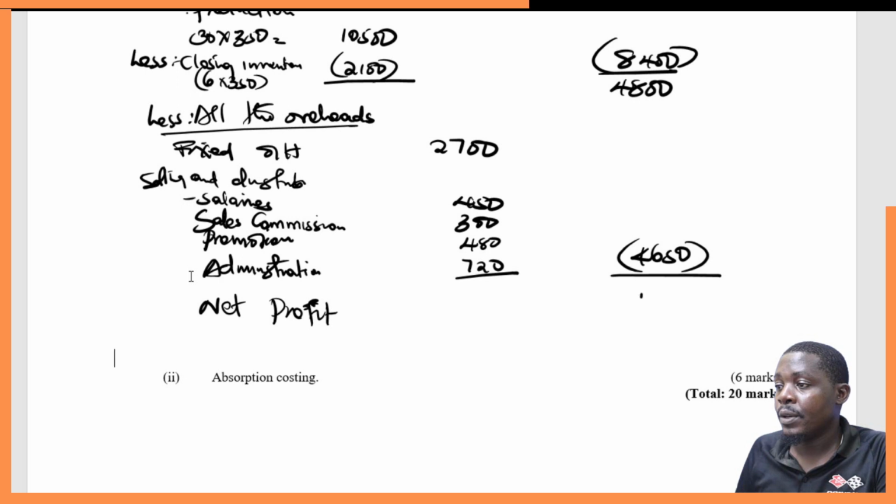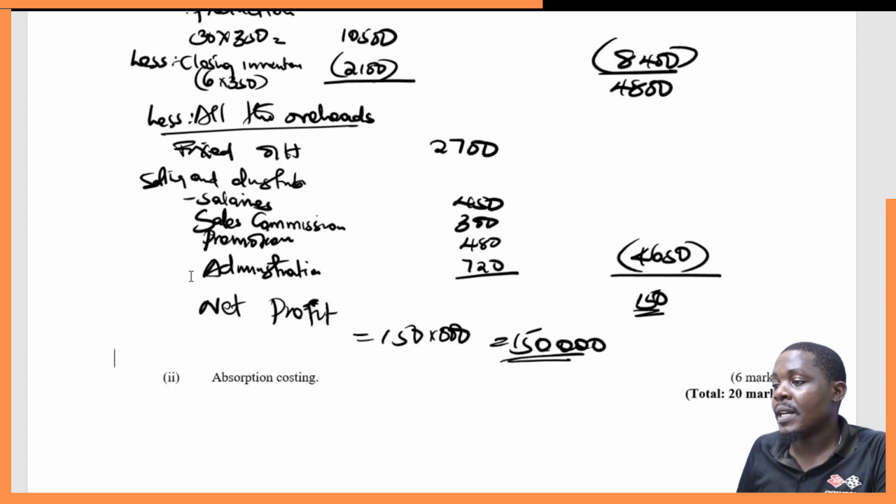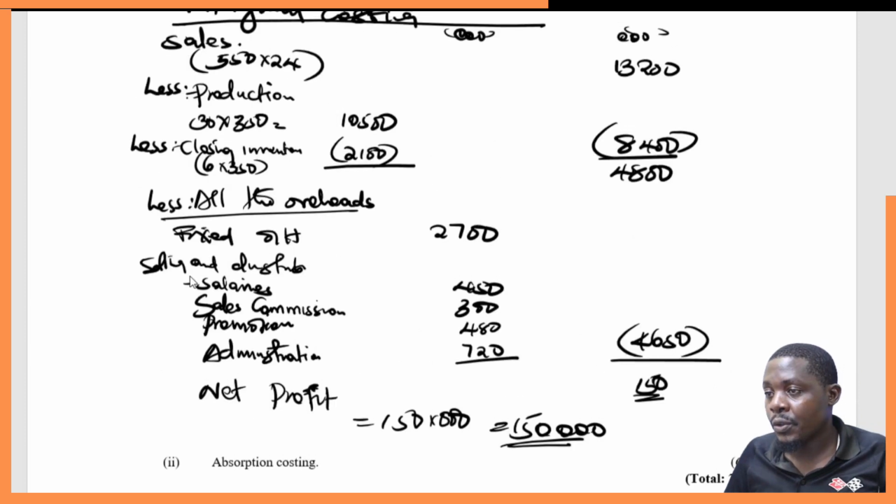Then we minus 4,650 from the answer, and we are having a net profit of 150, which we multiply by 1,000, being 150,000 as our net profit using marginal costing.